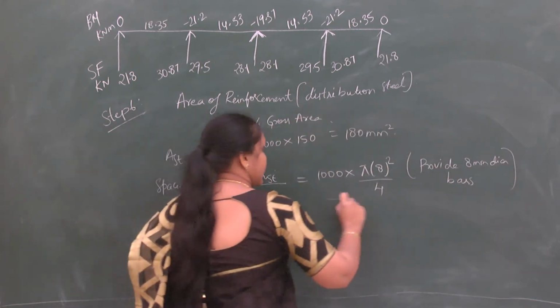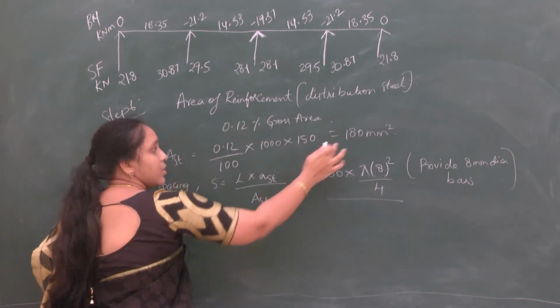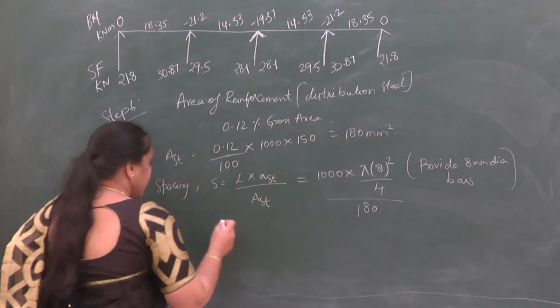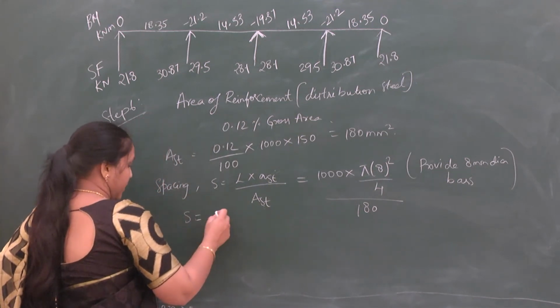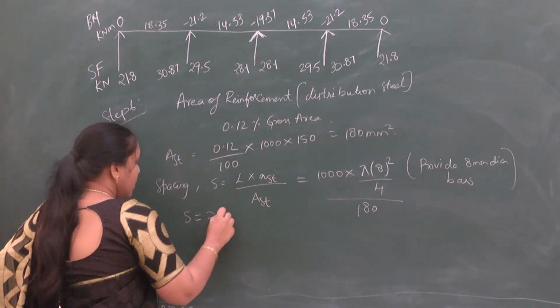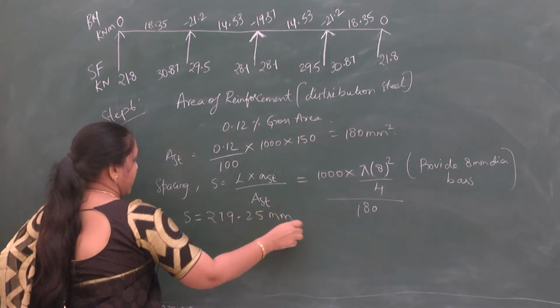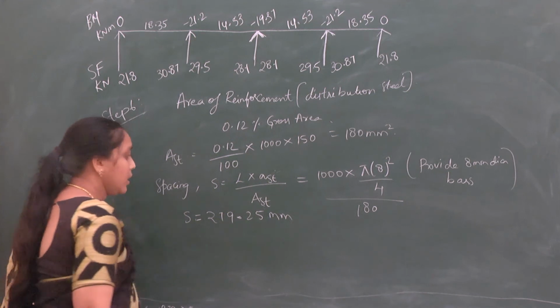So the small Ast divided by the capital Ast. What is the capital Ast here? It is 180 mm square. So from this we will get a value of spacing as 279.25 mm. So this is what you are going to get as the spacing.